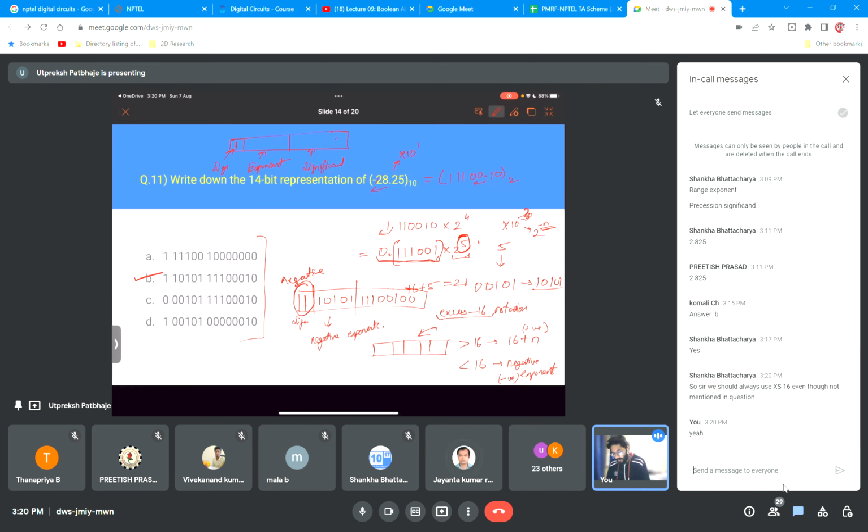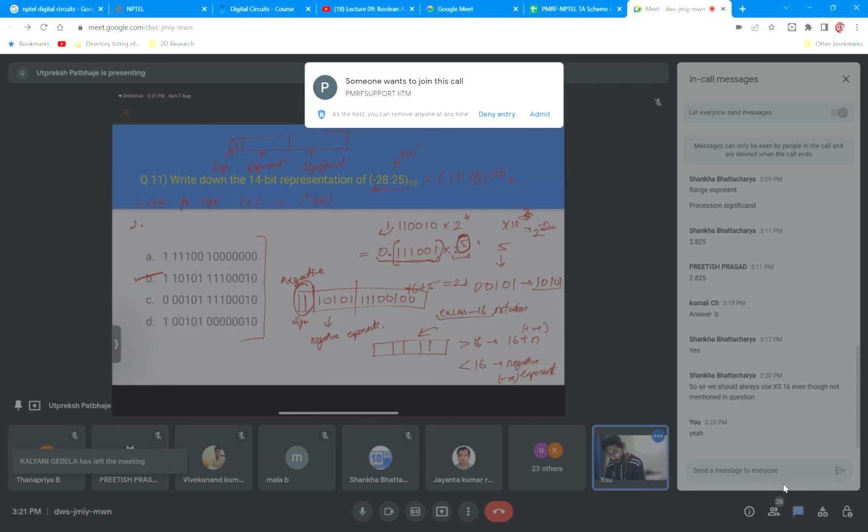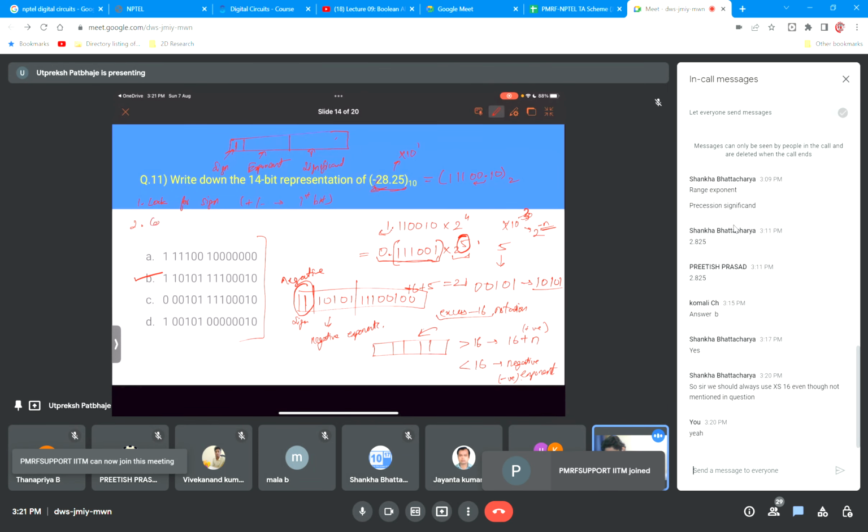I will repeat this in short. Whatever process that we did, the first part was to look for the sign. If that is positive or negative, account for that in the first bit. Then whatever you are having, that will be only your number. So in this case, we had only 28.25. If you have 28.25, convert the remaining to binary. So we did this binary conversion. Then write this down in significand and exponent notation.